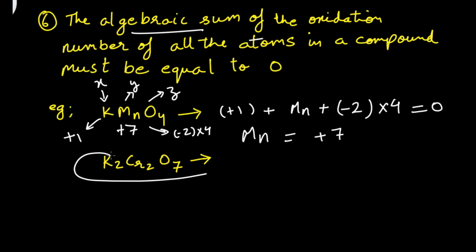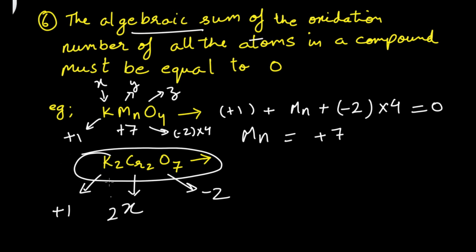Now this is the second example. Try to solve it yourself. Potassium has an oxidation state +1, oxygen -2, chromium, take it as X, and find the answer. Now remember, there are 2 chromium atoms, so you will take 2X. There are 2 potassium atoms, you will multiply it with 2. There are 7 oxygen atoms, you will multiply it with 7. And then equate these to 0, and then find the value of X.